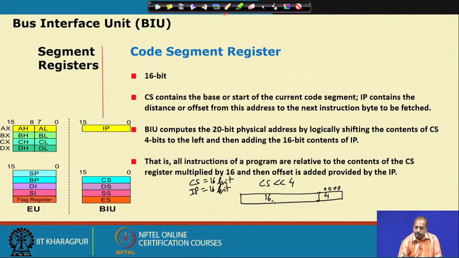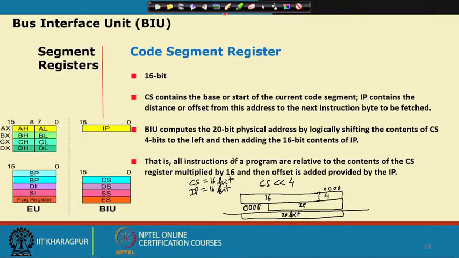With that, the 16-bit IP will be added. The 16-bit IP will be somewhere here, and the upper bits will be taken as 0. That will be added and the resulting value will be 20 bit, and that is the physical address. So, the 20-bit physical address is formed by logically shifting the content of the CS register by 4 bits and then adding the 16-bit IP to it.